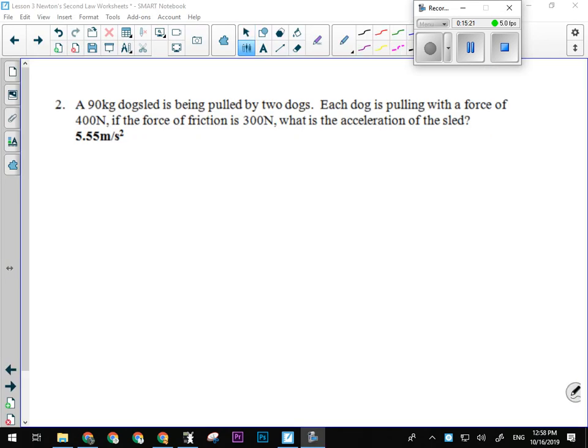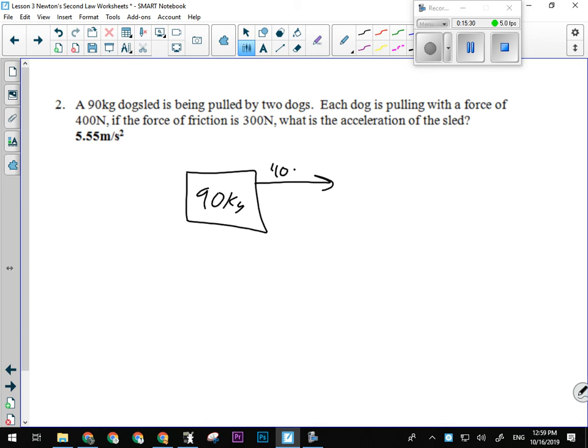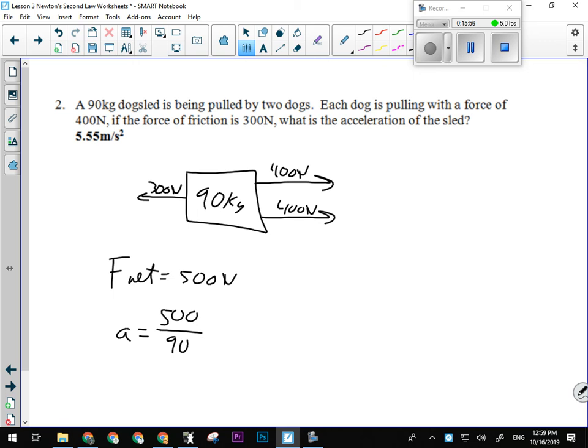All right, so number 2 is pretty straightforward. Our free body diagram is a diagram of the sled that is a mass of 90 kilograms. We have a 400 newton force and a 400 newton force, the 2 dogs pulling forwards. We have a force of friction, 300 newtons pulling backwards. Calculating our net force is pretty straightforward here. We've got 400 plus 400 is 800 minus 300. Our net force is 500 newtons in a forward direction. We can calculate the acceleration simply by going 500 divided by 90, net force over mass, and that'll give us our positive 5.55 meters per second squared forward.